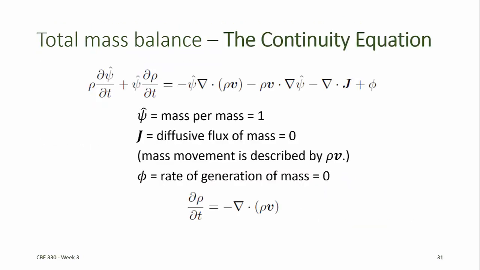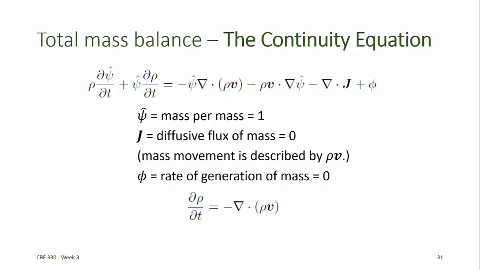The total mass balance is called the continuity equation. Psi hat is simply mass per mass, so that's just 1. We already said that the diffusive flux of mass is equal to 0 because the movement of mass is described by the advective flux, and the rate of generation of mass is also 0. Making those substitutions into the differential form of the general balance equation, we find a simple relationship for the conservation of mass. The conservation of mass we call the continuity equation.